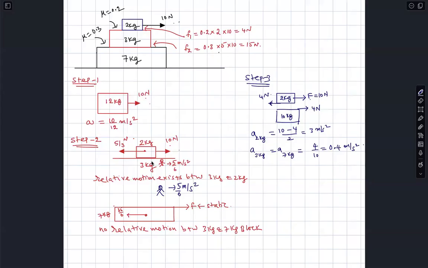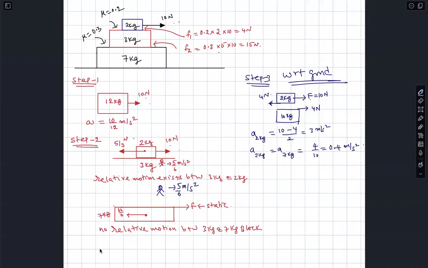Accordingly, step 3 I have modified. I have done everything with respect to ground. Step 3 with respect to ground. All with respect to ground. Yes, I want confirmation again.